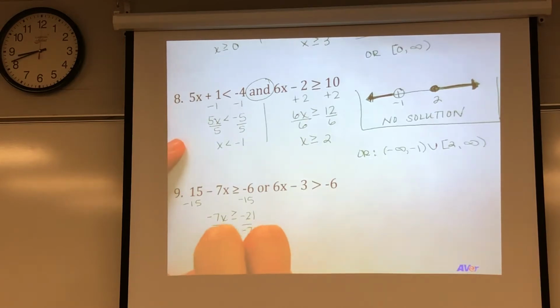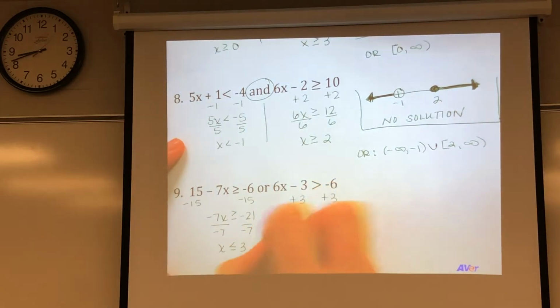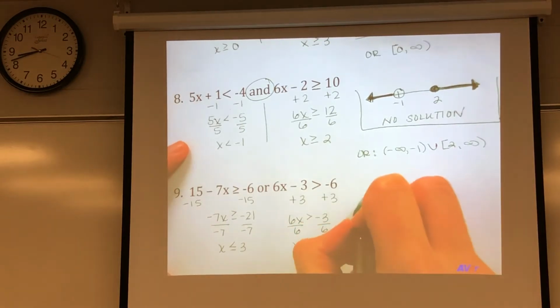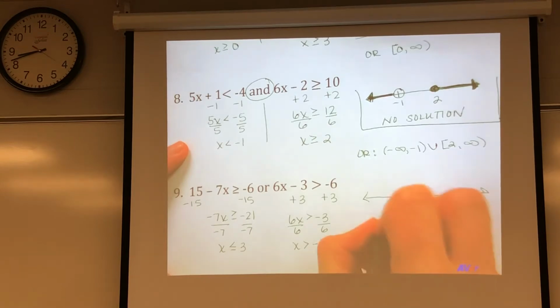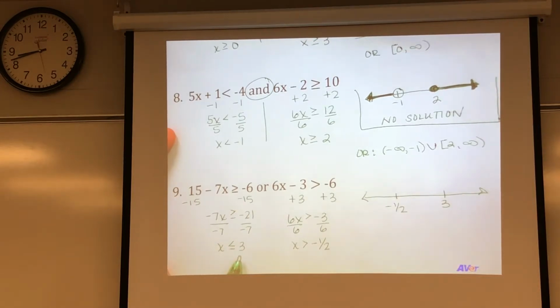Since we divided by a negative, we flipped the sign. Negative divided by negative is a positive. Add 3. So we have 6x is greater than negative 3. Divide by 6. X is greater than, we're going to reduce that fraction to negative 1/2. We want to put both of these numbers on the number line, but make sure you put your lowest one first. So even though you got 3 as your first answer, negative 1/2 has to go on your number line on the left. Lowest values are always on the left.